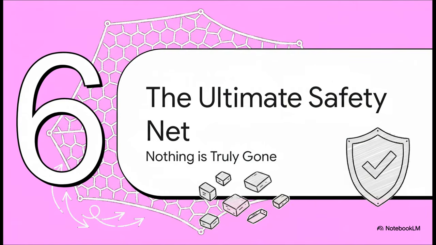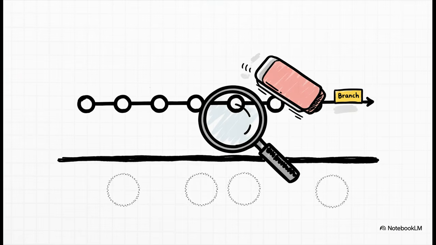Okay, after all that talk about danger and rewriting history, I want to share with you the single most reassuring, most comforting concept in all of Git. This is the part that lets you sleep at night. Even when you think you have made a catastrophic, career-ending mistake, I want you to remember this. Git is fundamentally designed to prevent data loss. It almost never actually deletes a commit right away. All it does is remove the pointers. It just hides it, making it harder to find.